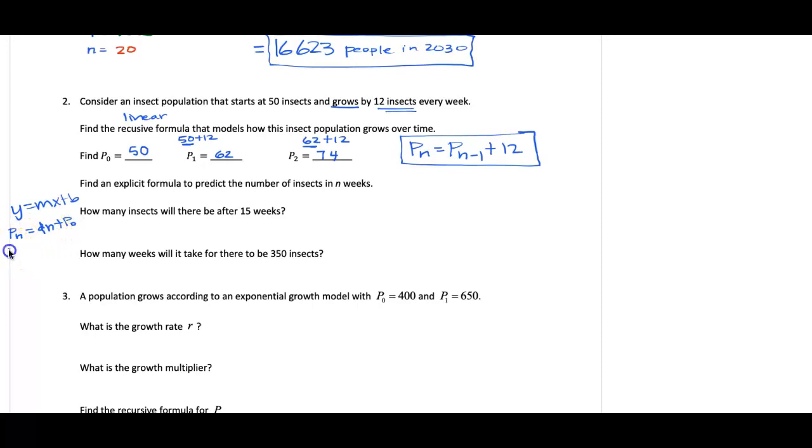On the one listed up top, it has P sub 0 plus D times n, but those mean the same thing. We can switch where P sub 0 is as long as D and n are still being multiplied by each other. Okay, so anybody have an idea? How would we write an explicit formula for this?